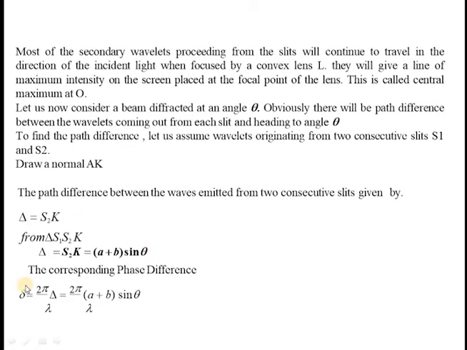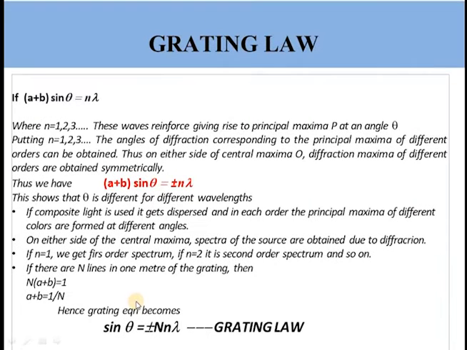Then the corresponding phase difference, which we have already noted as 2 pi by lambda into delta, will be 2 pi by lambda into A plus B sine theta. Now we assume that A plus B sine theta is equal to n lambda, where n is equal to 1, 2, 3. The waves satisfying this condition superpose at this point P, giving a principal maxima at an angle theta.